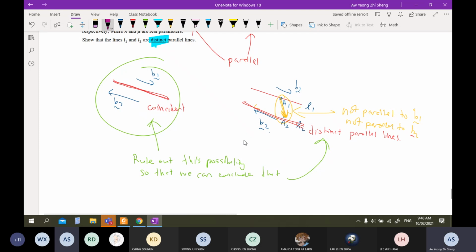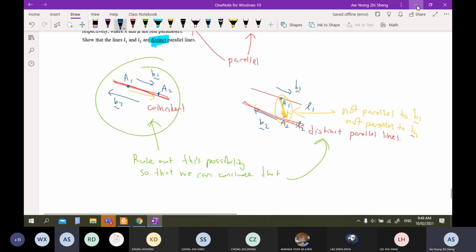Wait, still on the first method. Why the first method works is because if the two lines are really coincident, referring to the diagram on the left, if you have your point A1 here and point A2 somewhere here, then the vector A1A2, for the case when they are coincident, will definitely be parallel to B1 and B2. So if the orange vector is not parallel to B1 and B2, then of course there are two separate parallel lines.